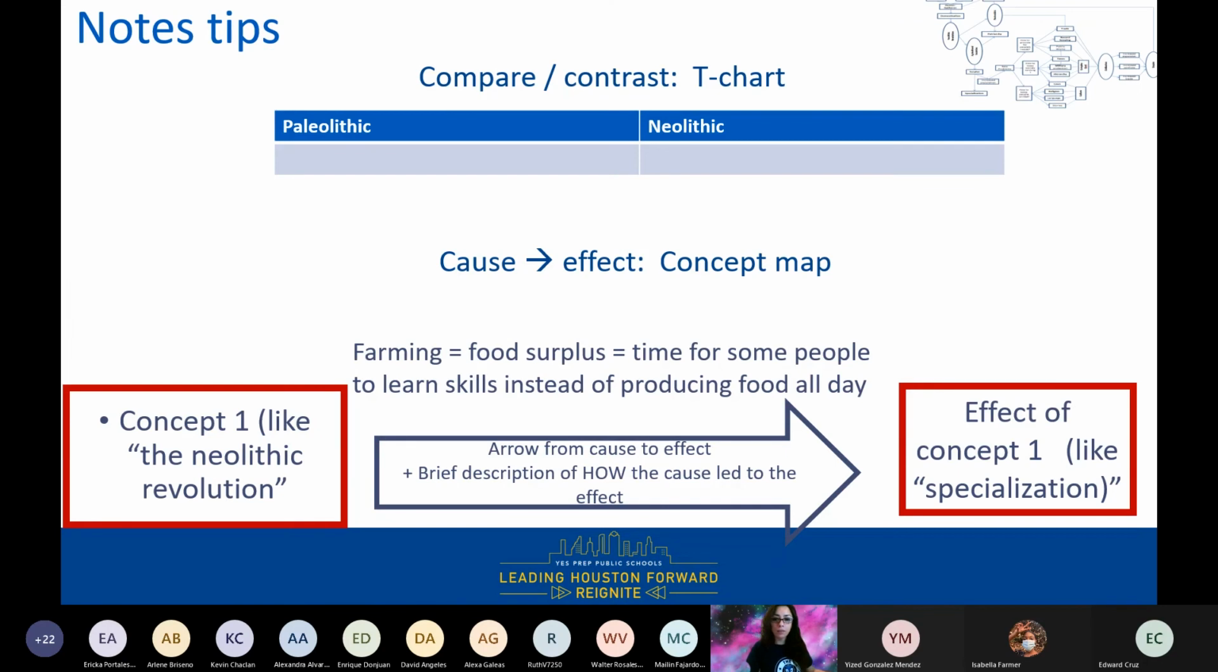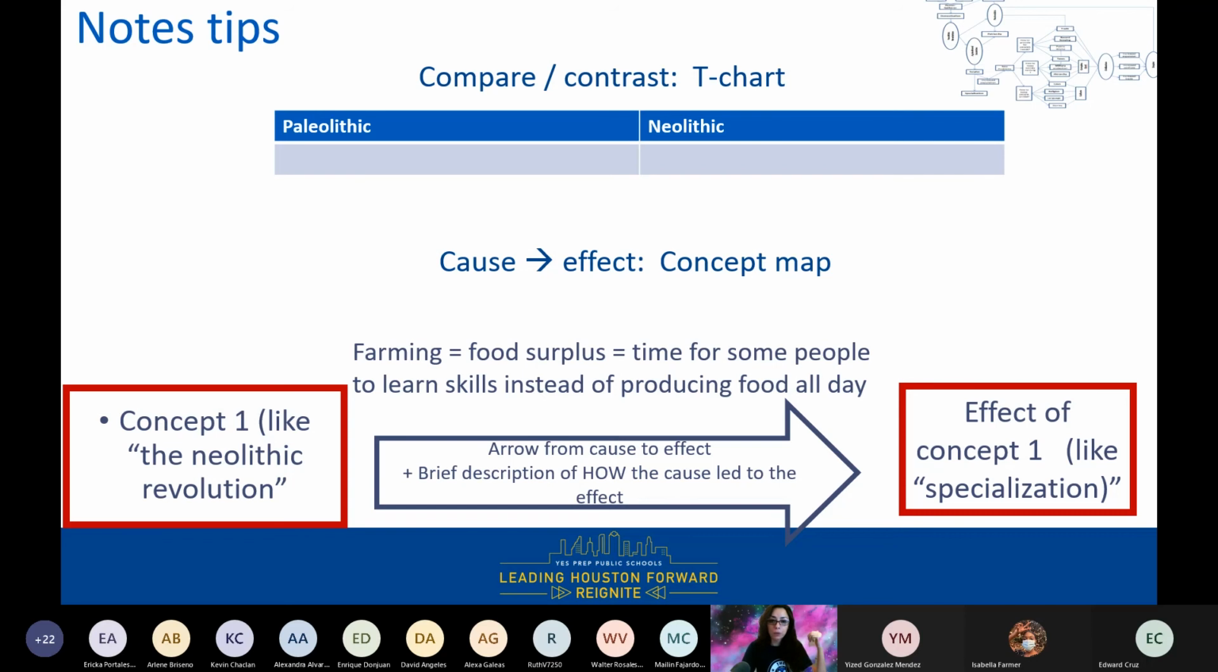I've got a couple of tips for you guys for taking notes that make things easier. And by easier, I mean they organize information a little bit better. So when you're comparing and contrasting, it's really useful to make a T-chart, which means put one thing you're comparing on one side, the other thing on the other side, and then write information in columns so you can really easily see how they're similar and different. Today we're going to be doing that with the Paleolithic, which we learned about yesterday, and the Neolithic, which we're learning about today, the New Stone Age, if you want.